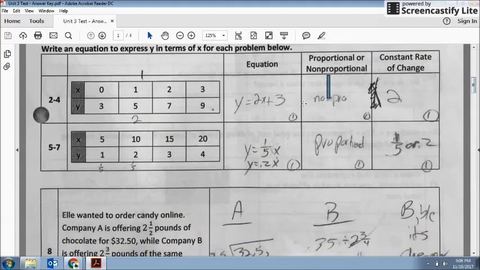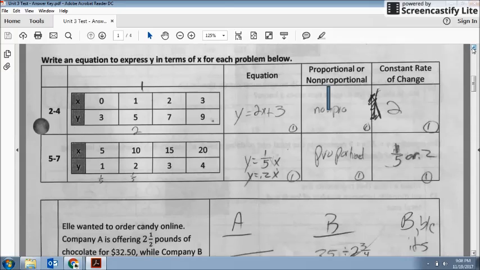Question 2 through 4. This says, write an equation to express y in terms of x for each problem below. So the first thing you try to do is find k. So we do y divided by x and try to see if there's a constant rate. So we have here, for example, 5 divided by 1. That's y divided by x, and you get 5. But this is 7 divided by 2, which is 3 1/2. So we can already stop there. This is not going to be proportional. So that's why we have here non-proportional.